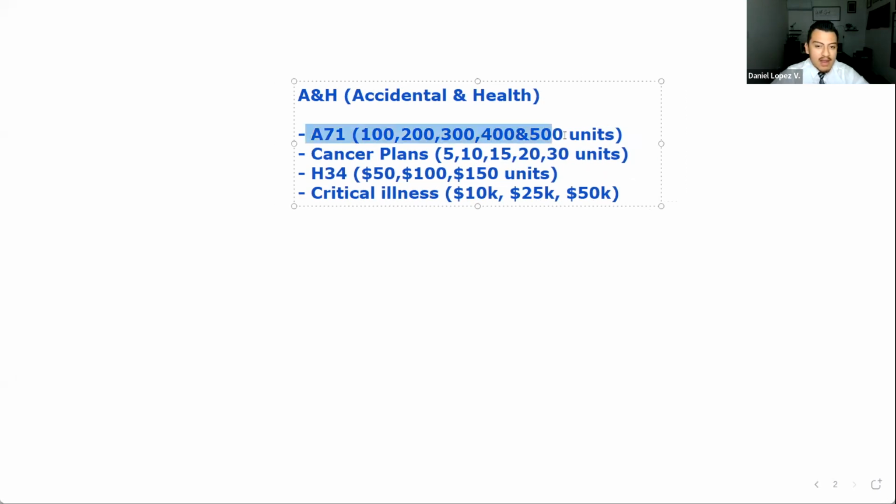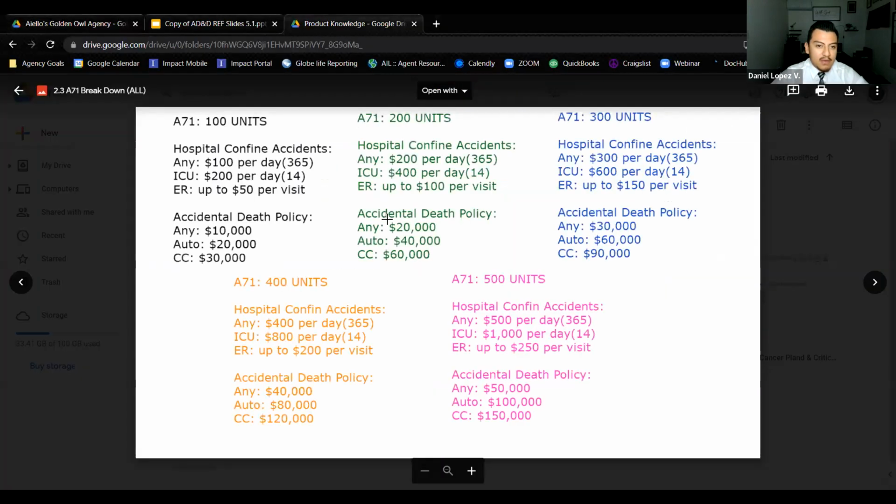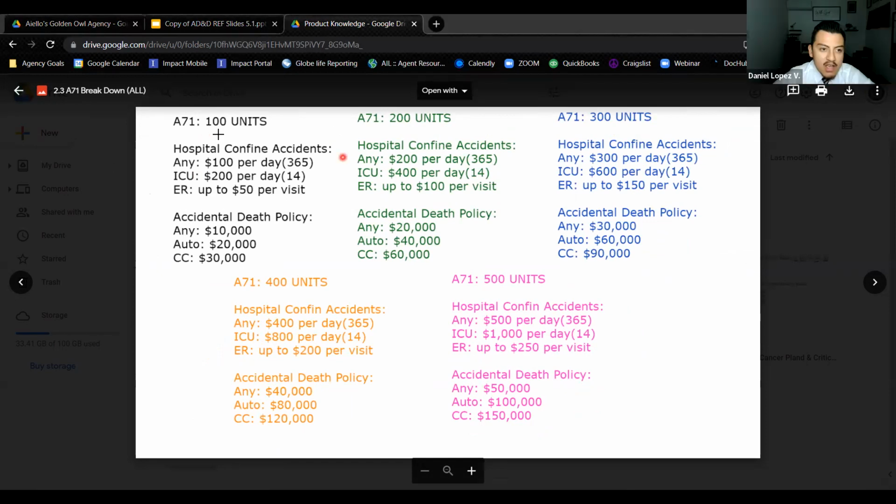Now the A71, depending on the unit, I'm gonna share something else. That can be found right here. So this is the type of units they offer. You guys can see what I'm sharing, right? Okay. So, 100, 200, 300, 400, 500. Depending on the unit, that's how much coverage we're going to offer them. So 100 unit hospital confinement, where they're confined to the hospital due to an accident, we're going to pay $100.